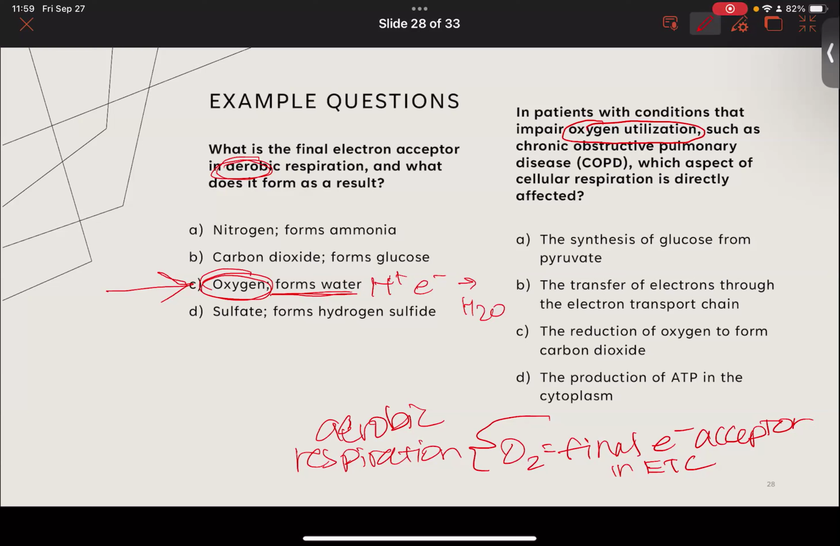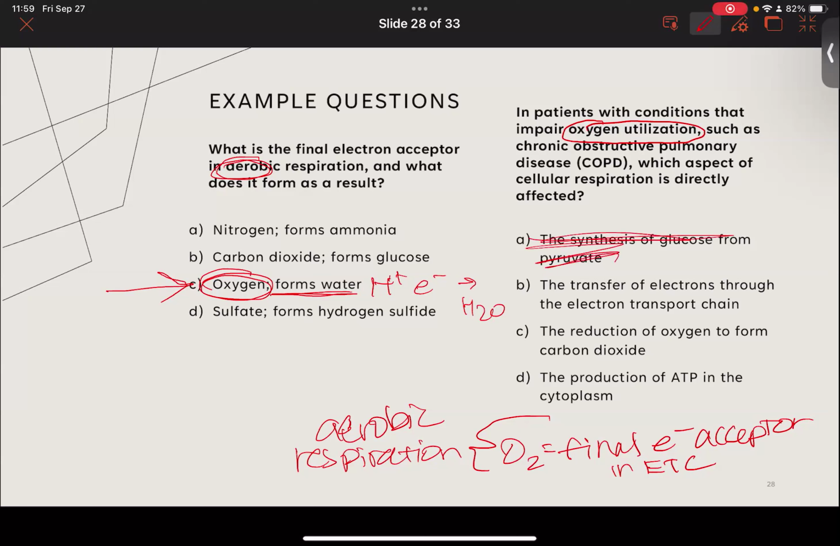So this would be, for example, COPD. So their actual cellular respiration is being affected because of this. So which aspect of it is being affected? Are we inhibiting synthesis of glucose from pyruvate? That's not even a thing, by the way. Pyruvate, right? We make two of those from one glucose in which part of the aerobic respiration? That's going to be glycolysis. But this isn't even that. This is the opposite. So definitely no.